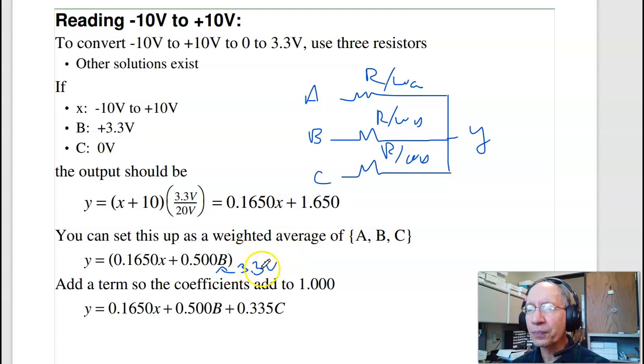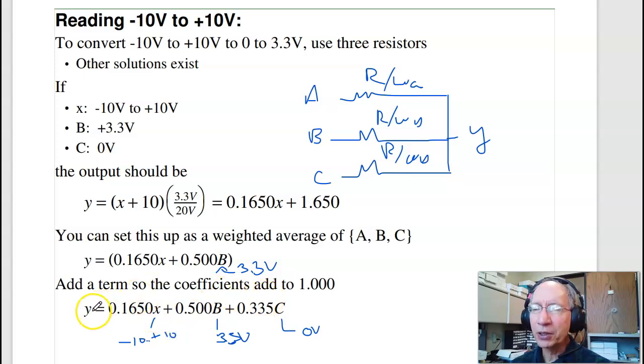I'm missing a term. I can always add 0, so let C be 0 volts. The term I'm missing is 0.335. So add in 0.335C. If X is 1, B is 1, C is 1, the weightings add up to 1, Y is 1. That's good, that's what I want. Now change it. B is 3.3 volts. C is 0 volts. X is my input, minus 10 to plus 10. And now Y goes 0 to 3.3 volts as X goes from minus 10 to plus 10. These are my weightings, my weighting for A, B, and C.